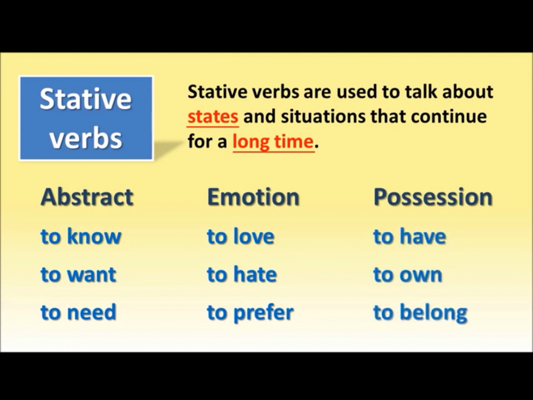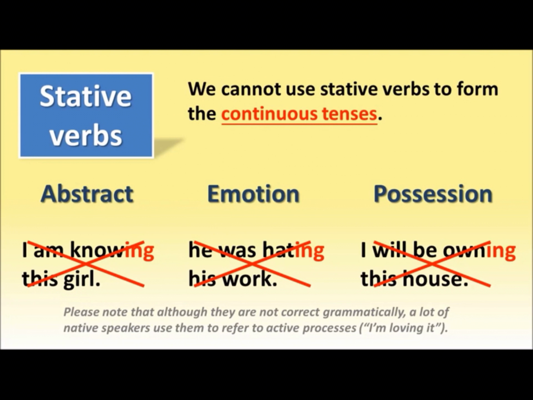Next, possession verbs such as to have, to own, and to belong. Like I said, this is something that belongs to you. Emotion verbs, like I said, to love, to hate, to prefer. Their feelings, and abstract, they're like statements: to know, to want, to need. For the stative verbs, we cannot use stative verbs to form the continuous tense. Like I said, I'm going to repeat it. We cannot use stative verbs to form the continuous tense.